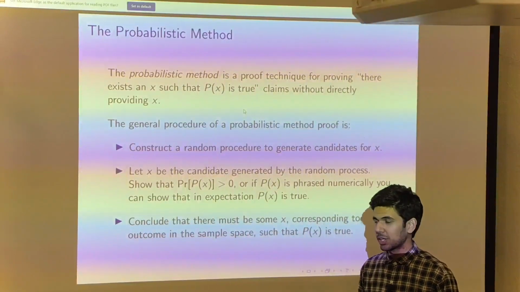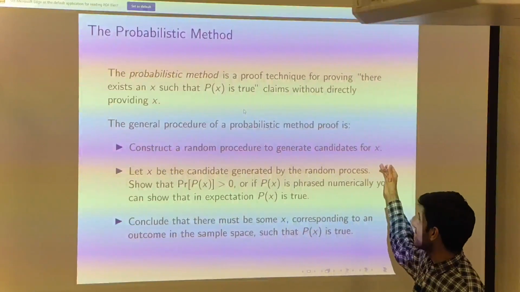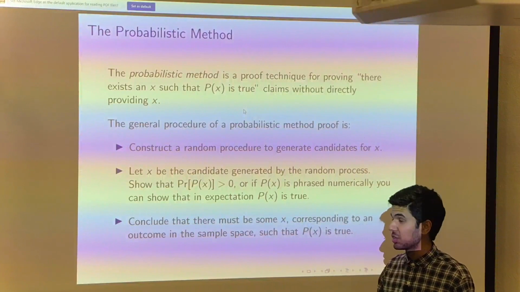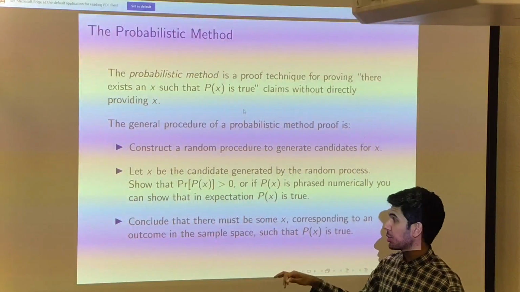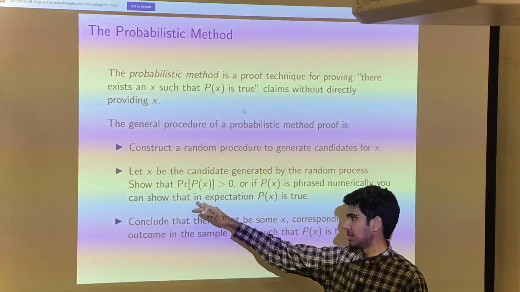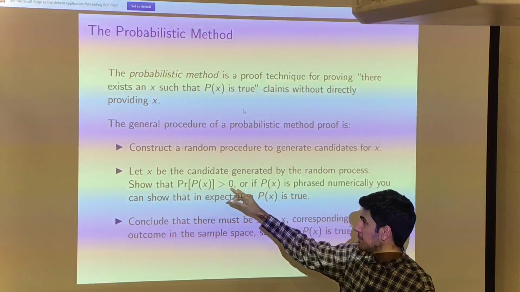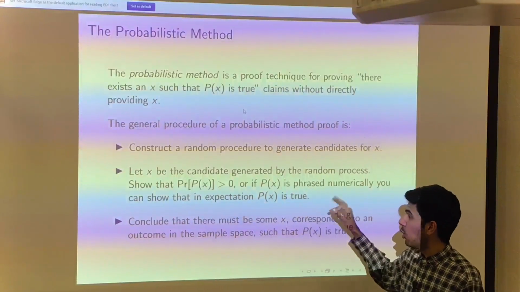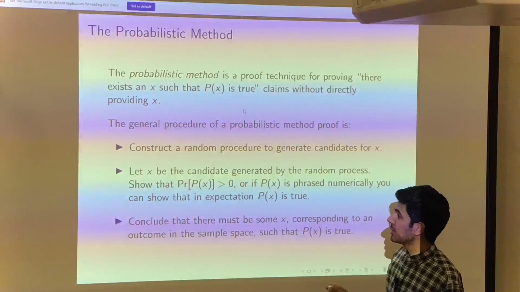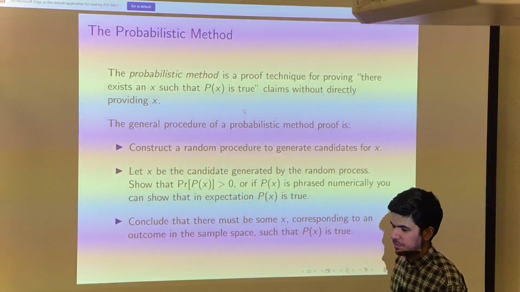The idea of how this works is we construct a random procedure to generate candidates for this x, meaning what could a possible x look like. Then we will show that the probability of the property that we're looking for, this property dependent on x, is greater than 0, or that the expectation is true, then we can conclude that there's going to be some x such that P of x is true.